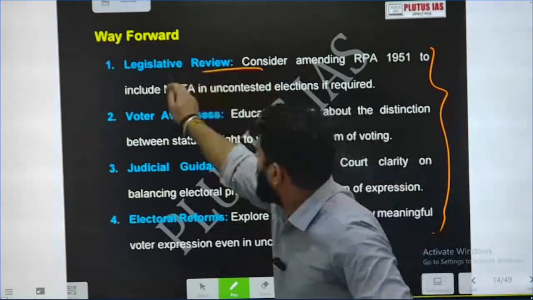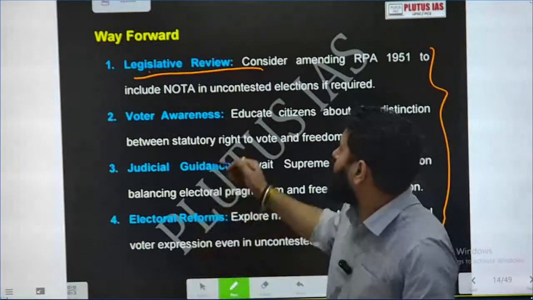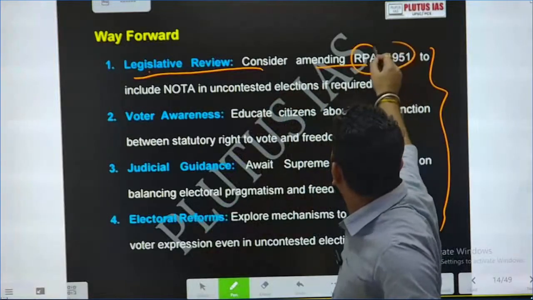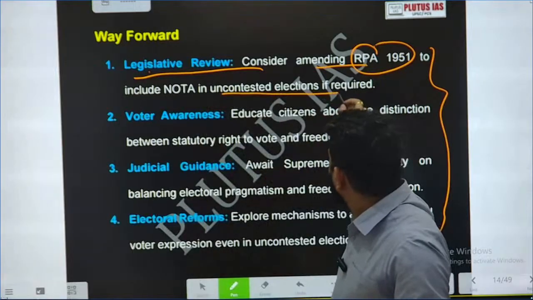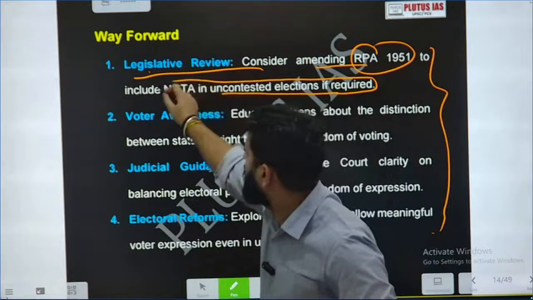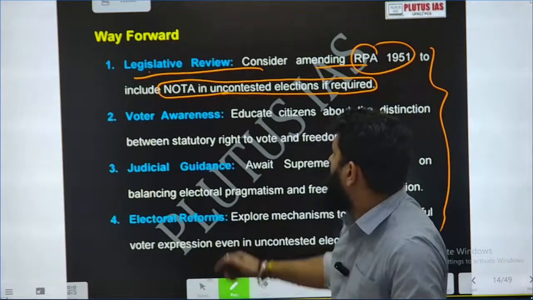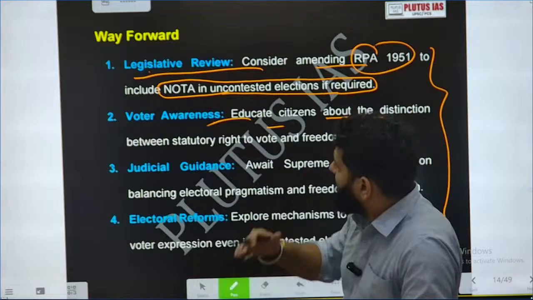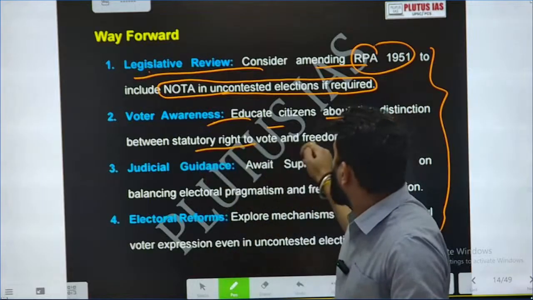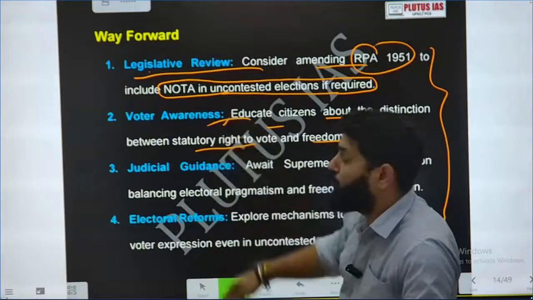First of all, legislative review. As we gave in the conclusion, consider amending the Representation of the People Act 1951 to include NOTA in uncontested elections if required. This is the main thing which we have to do. Now, another thing is voter awareness. Educate citizens about the distinction between the statutory right to vote and freedom of voting. As we already discussed, voter awareness, educate them.